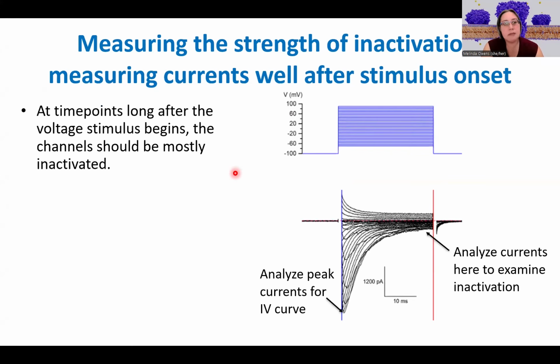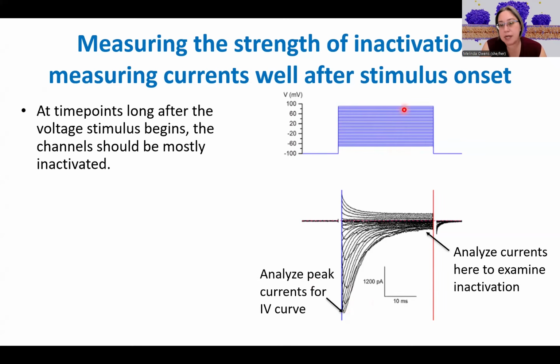So at time points long after the voltage stimulus begins, say we turn on the voltage here, that's going to open the channels. This is a voltage clamp experiment. And remember, the multiple lines mean that we're testing a great many different voltages. This is actually many experiments, not just one. When you turn it on, you record the currents and analyze the peak current, and that's what you get for the IV curve.